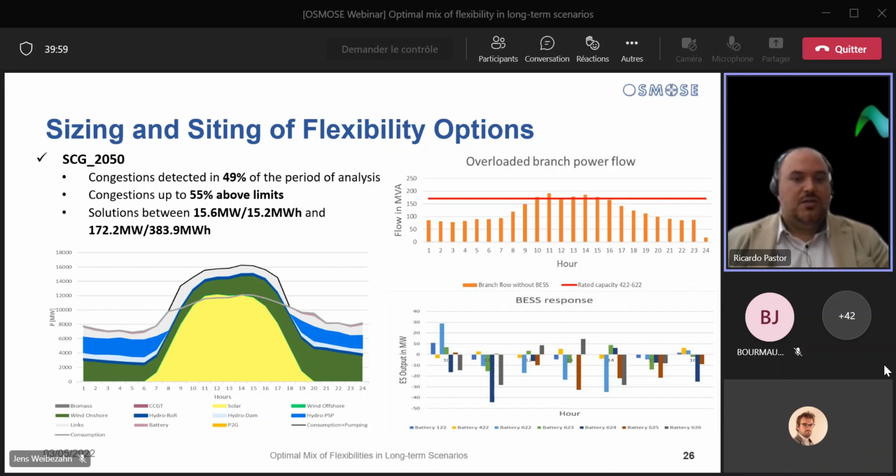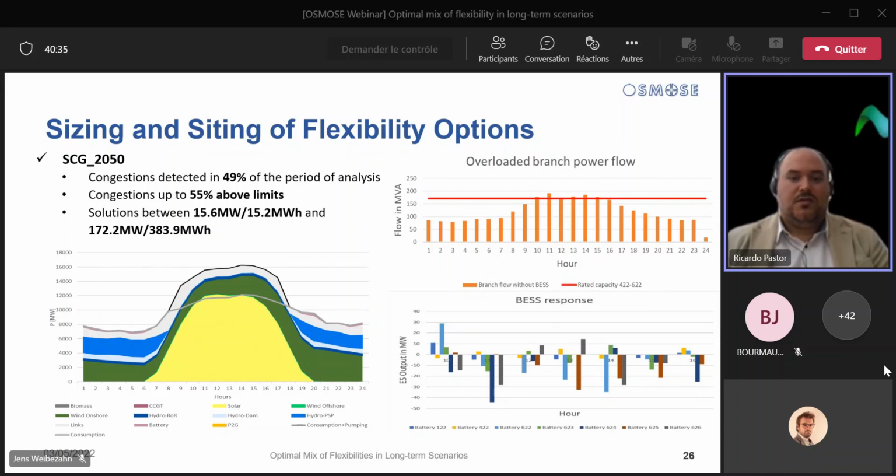The energy storage solutions found were between 15.6 megawatt and 15.2 megawatt hour, up to 172 megawatt and 383 megawatt hour. So as in the previous slide, on the right side, you can see an example of another branch that was overloaded. We can see the red line as well as the branch limit. And in the figure below, you can see multiple energy storage units providing multiple responses on the buses necessary to avoid this overload.